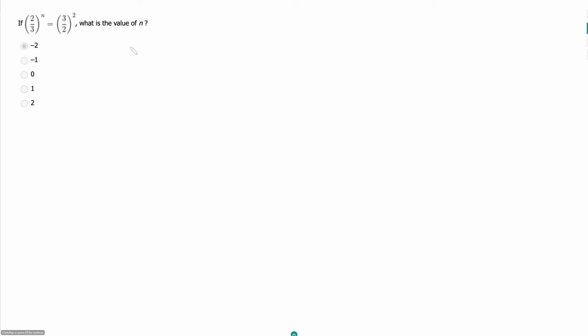So if I were to distribute my n on the left side, I would get 2 to the n over 3 to the n, and that is equal to, if I distribute now my 2 on the right side, 3 squared over 2 squared, which is 9 over 4. And so now maybe I'll cross multiply here and I'll get 4 times 2 to the n is equal to 9 times 3 to the n.